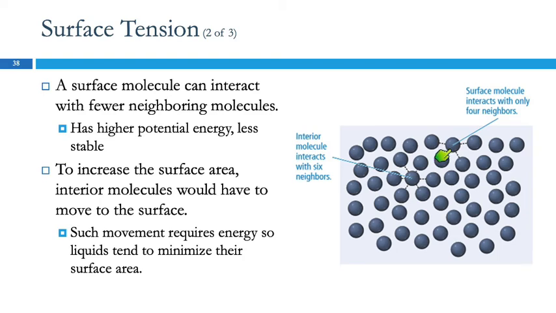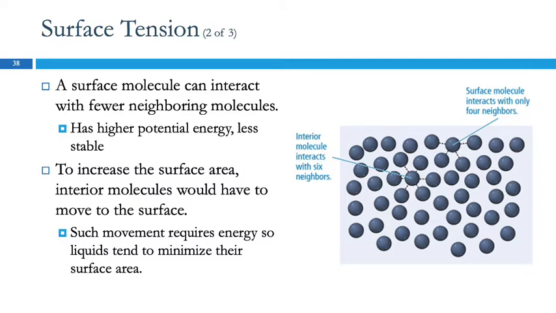So the surface molecules, this is a two-dimensional look at water. The surface molecules are going to interact with fewer neighbors. Here, this is interacting with 4 neighbors. This one's interacting with 6 neighbors. So there's fewer interactions than interior molecules. For water, the most important interaction would be the hydrogen bonding, right? So they're all attracted to each other. This one has less attraction. Well, because it is attracted to fewer things, it has a higher potential energy.